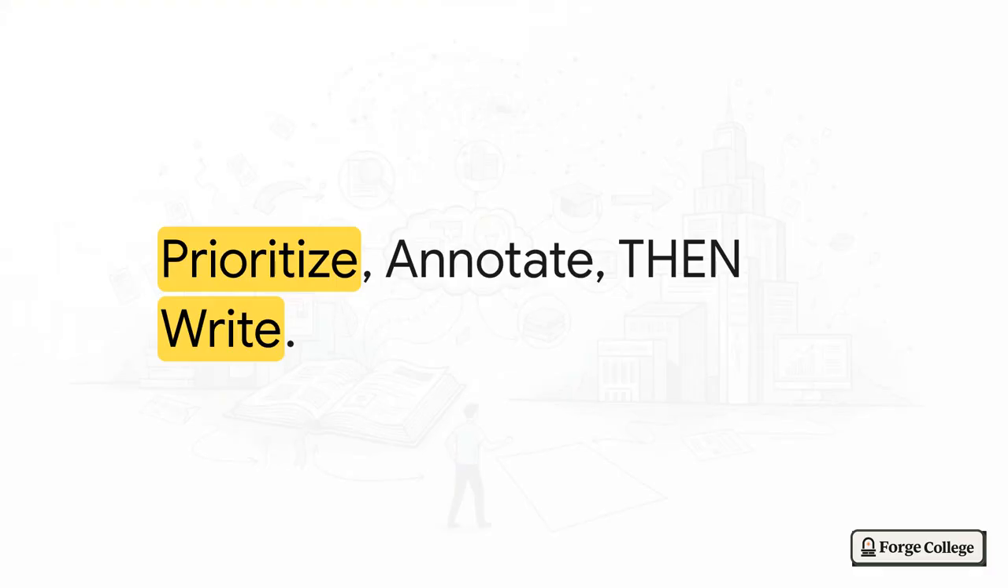In all of our learning programs here at Forge College, we constantly emphasize this golden rule. It is designed to prevent you from writing essays that are completely devoid of structural evidence. Prioritize, annotate, then write. Let me say that again. Prioritize, annotate, then write. If you start drafting before you prioritize your evidence, you are going to end up with an incredibly weak argument. Remember, evidence first, prose second.